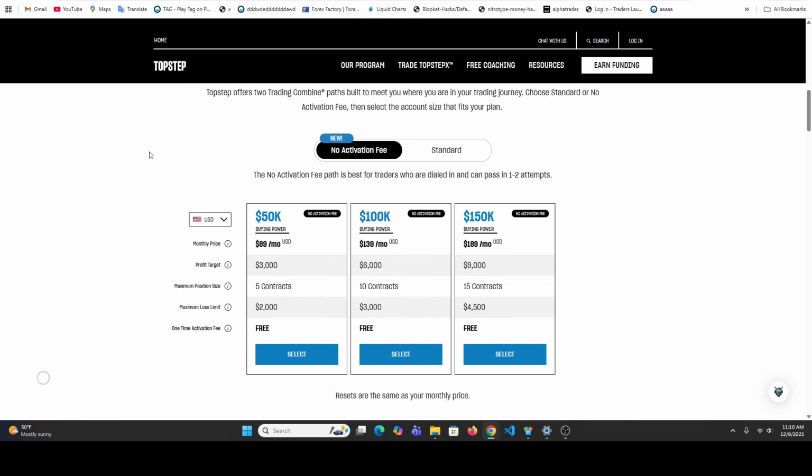The new Topstep no activation fee accounts. Let's go ahead and dive into this. If you guys aren't familiar with Topstep, it is a futures prop firm.